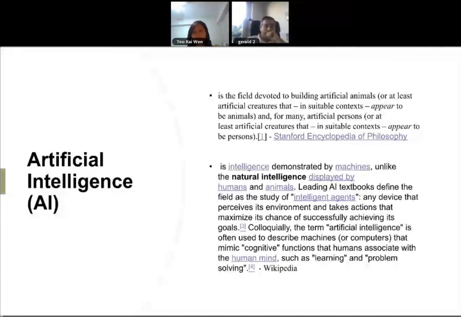But if you go to a simpler, not so technical description, Wikipedia is mainly used for this type of finding information and descriptions. And Wikipedia says that it is intelligence demonstrated by machines, which is now more something that we can understand, a machine that has intelligence. Unlike the natural intelligence displayed by animals and humans, this is different. Leading artificial intelligence textbooks nowadays talk about intelligent agents. And these agents are devices that perceive their environment and take actions that maximize their chance of successfully achieving their goals.